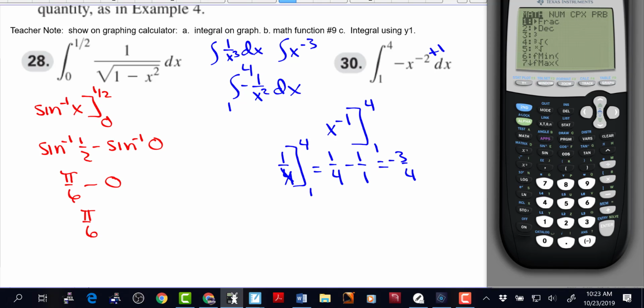Math. You don't have to do this unless it says it somehow in the instructions. 1 to 4 of negative x to the negative 1. Oh no, is it x to the negative 2? dx should be negative 0.75. There it is. Got it.